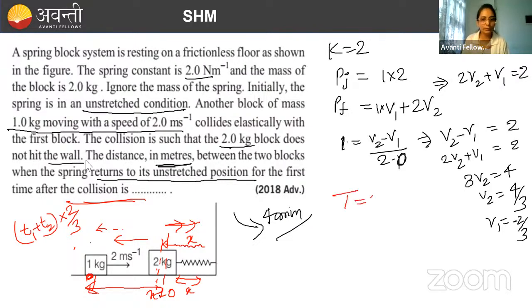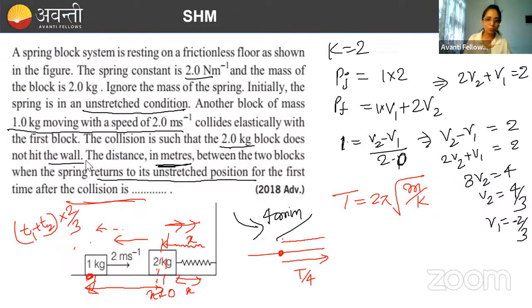Time period क्या होता है? That is 2 pi root under m by k. Done. And we already know that if during compression, अगर आप ऐसे देखो symmetry अगर हम लोग check करें, तो we have learned that in going from mean to extreme position it will take T by 4 time, where T is the time period. Again coming from extreme to mean position it will take another T by 4 time and so on.